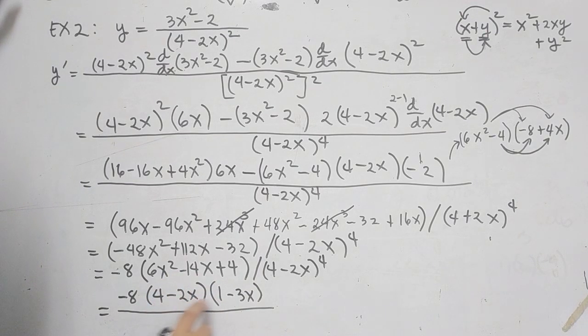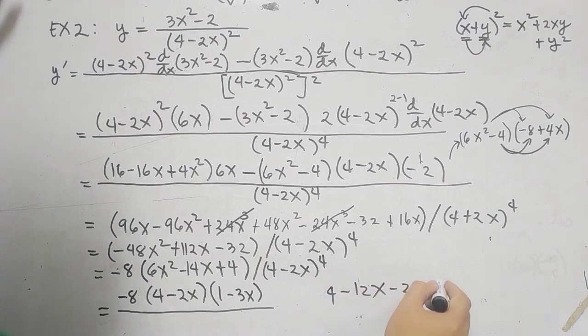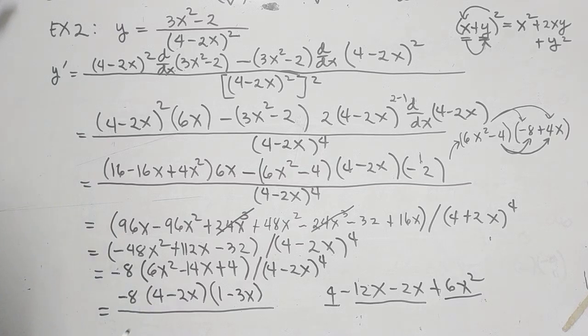So 4 times 1, that is 4. 4 times negative 3, that is negative 12x. Negative 2 times 1, that is negative 2x. Negative 2x times negative 3, that is positive 6x squared. So when we combine this one, this is 4, this is negative 14x, and then 6x squared, we have this one. So we have the right factor. Okay, so we've got the right factor.